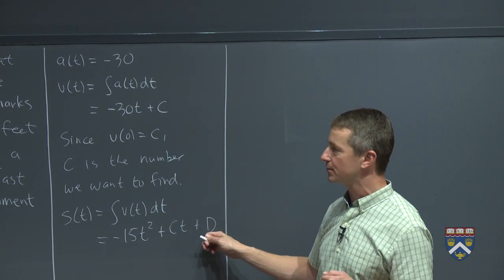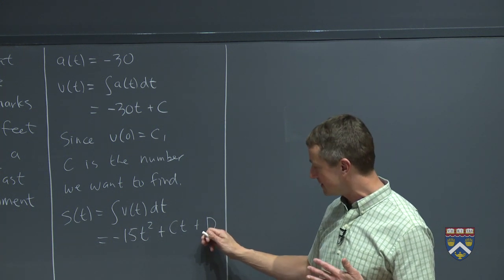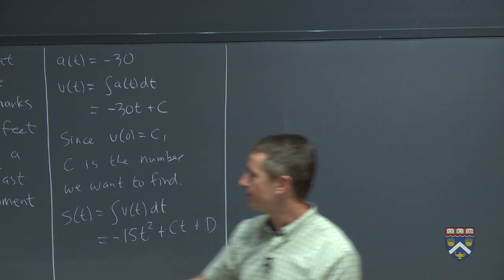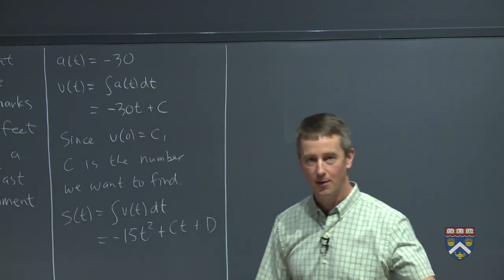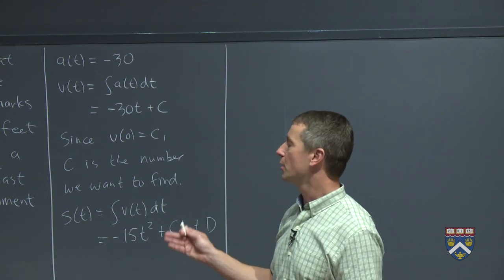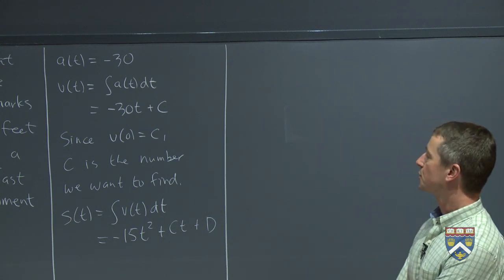If you say d is 0, that means the brakes are applied when the car is at position 0, and therefore it's at position 120 when it comes to a stop. That'll work out to be the right answer, as we'll see. We don't need to do that. We can just leave the d in if we like. So what do we do next?